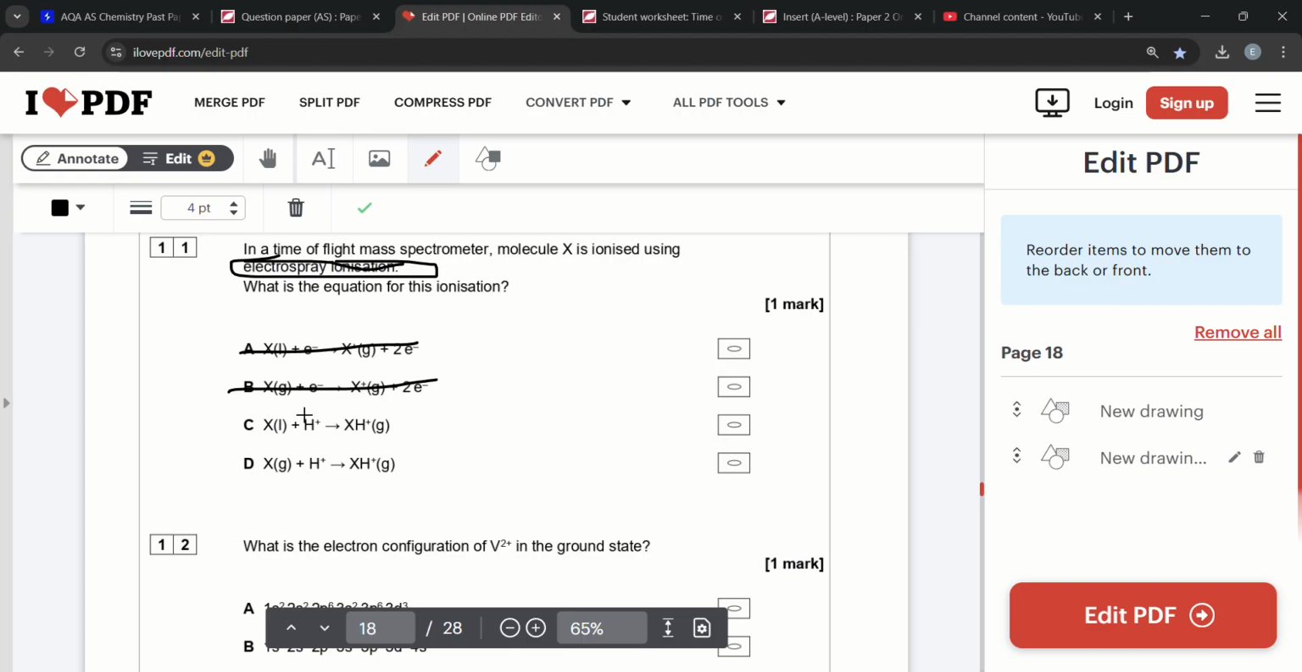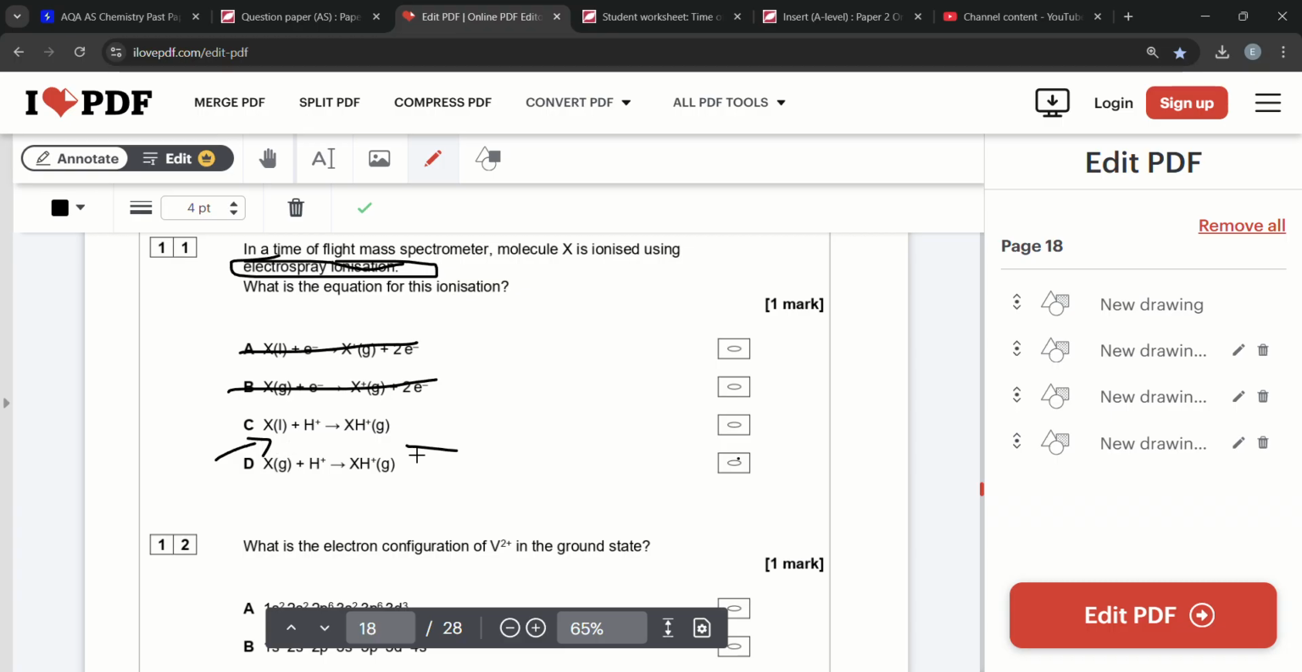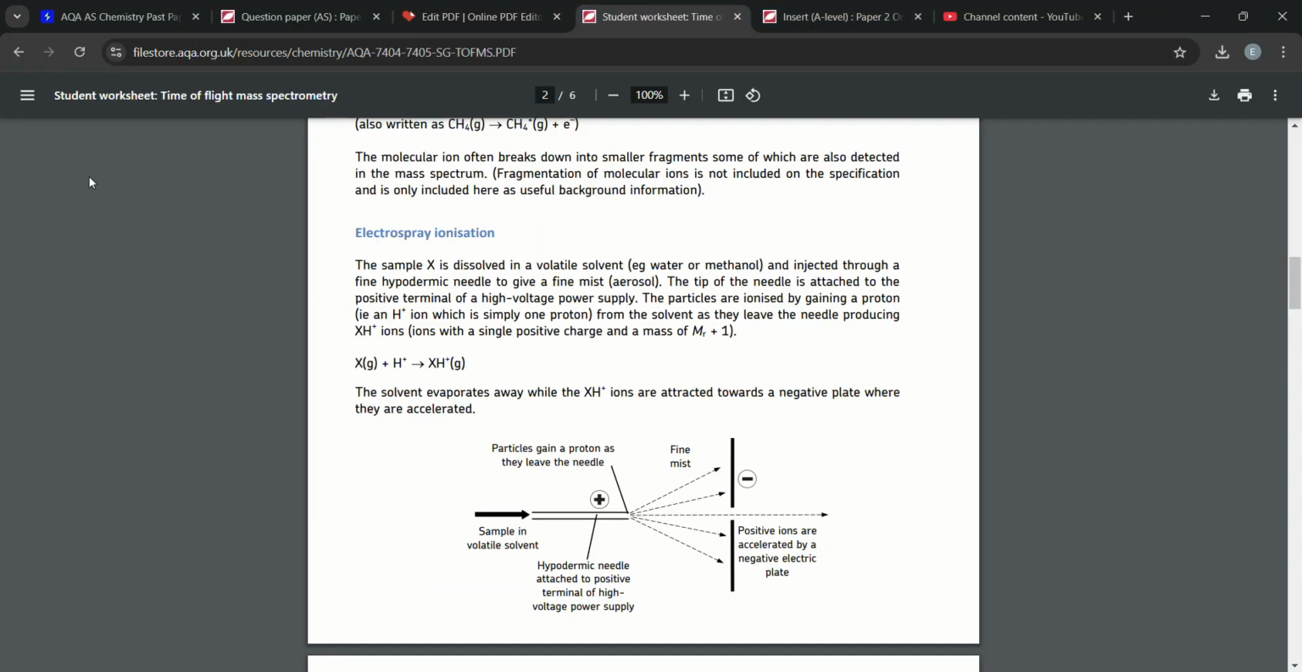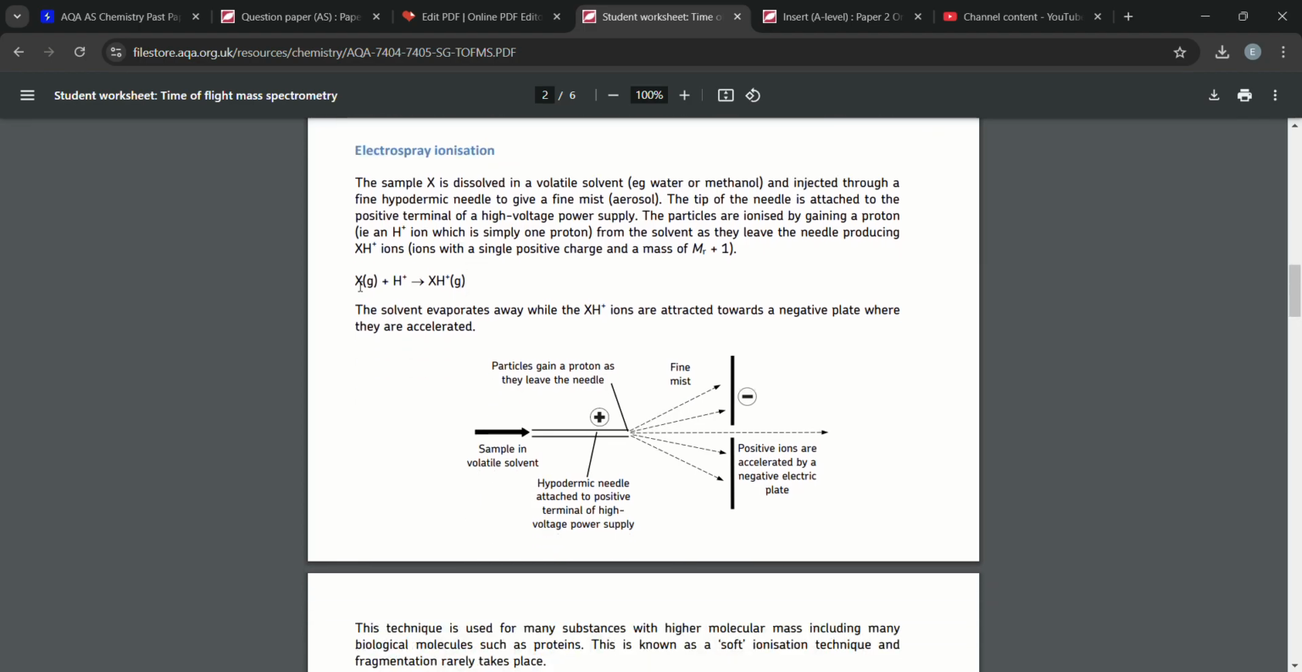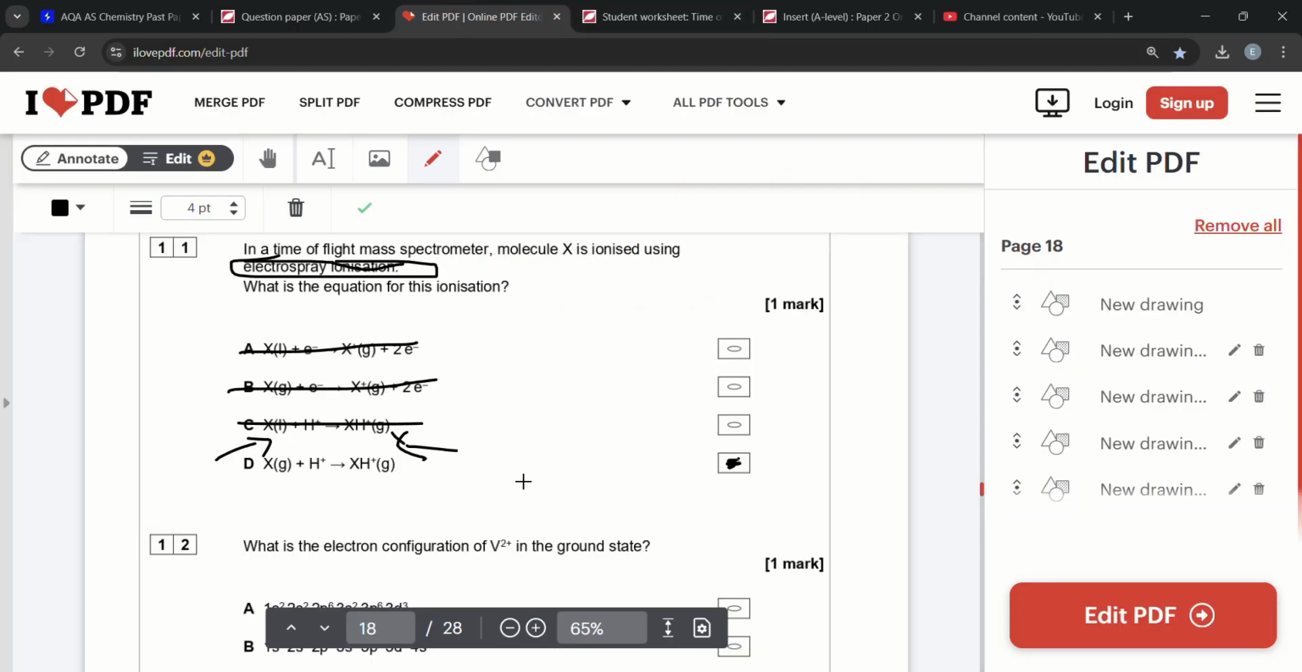Well, remember with electrospray ionization, it's in its gaseous state. So X is going to be in its gaseous state. And how would you go from X in its liquid state to X in its gaseous state? By just adding an H+ ion. So it can't be C. The answer is D. If you look at the student worksheet that AQA have online, it gives you that equation that you do need to memorize: X gaseous state plus H+ gives XH+ gaseous state.